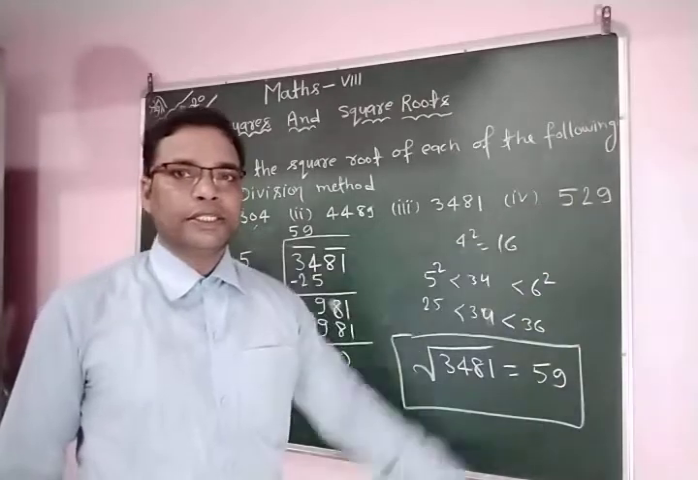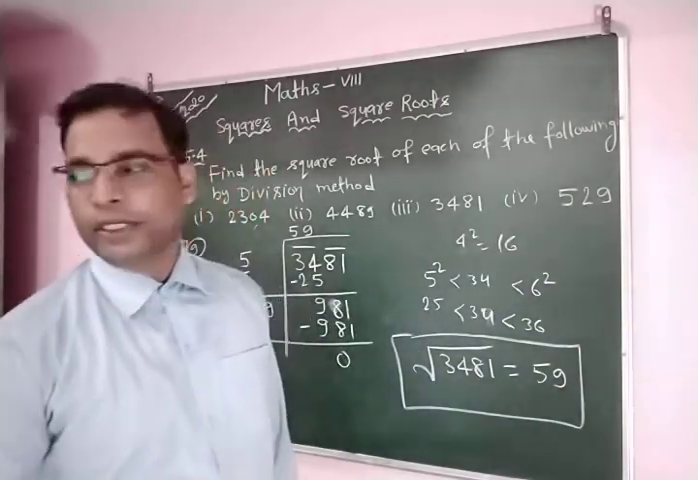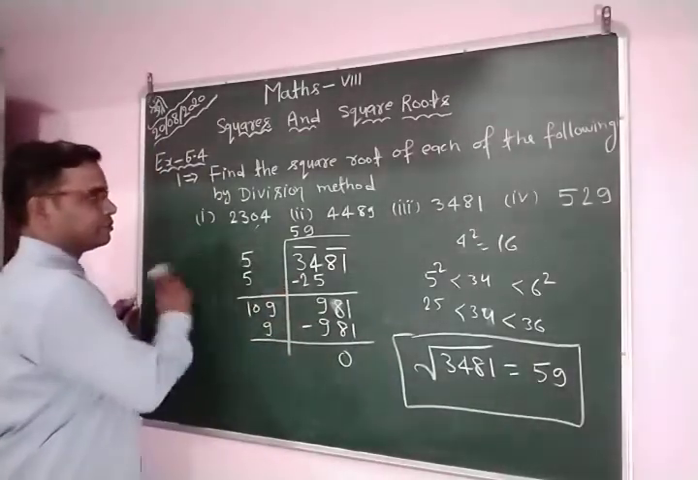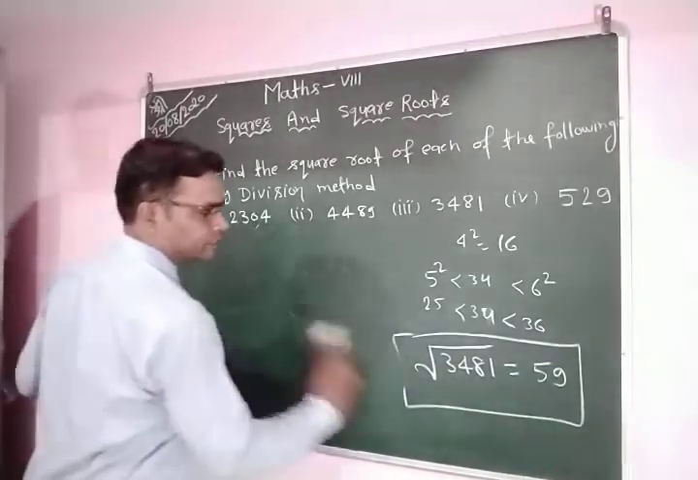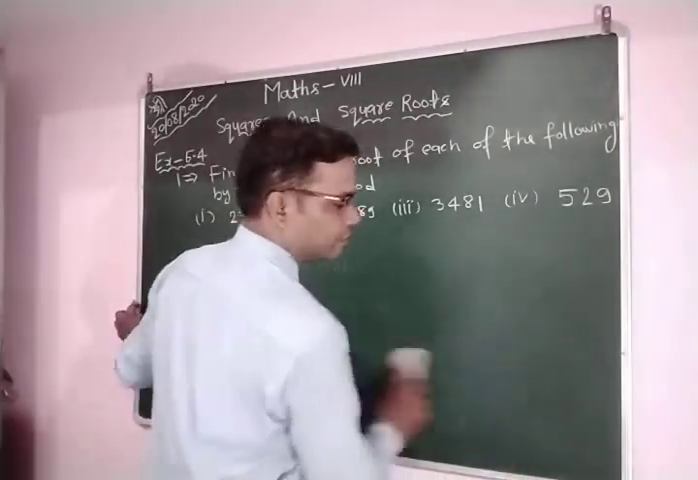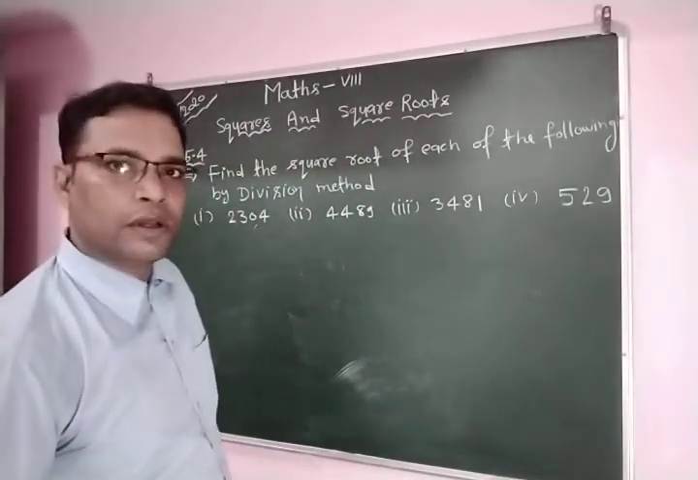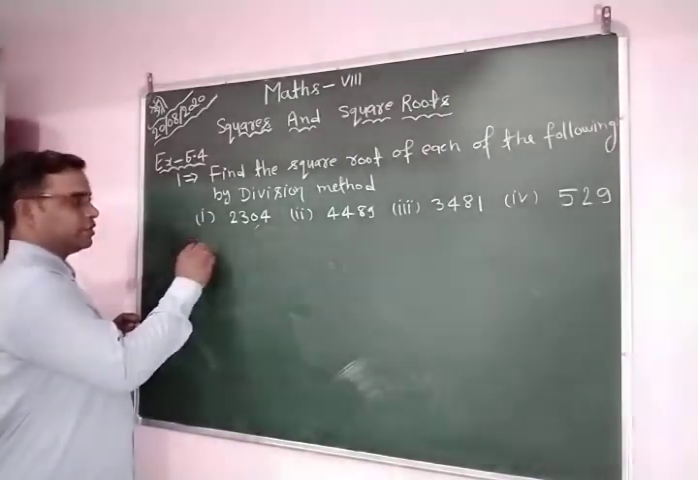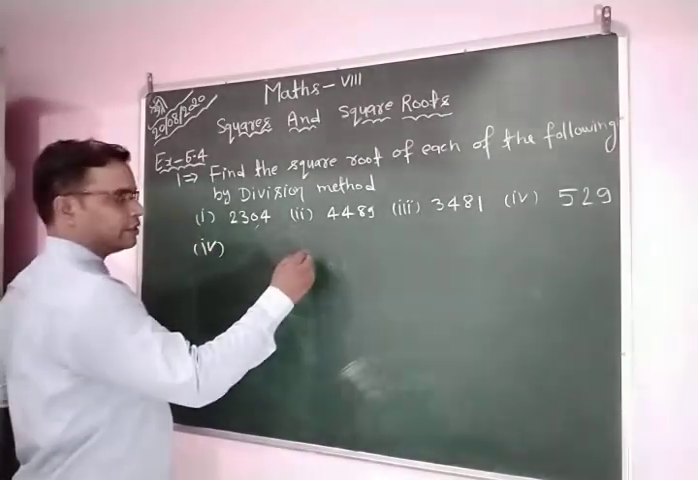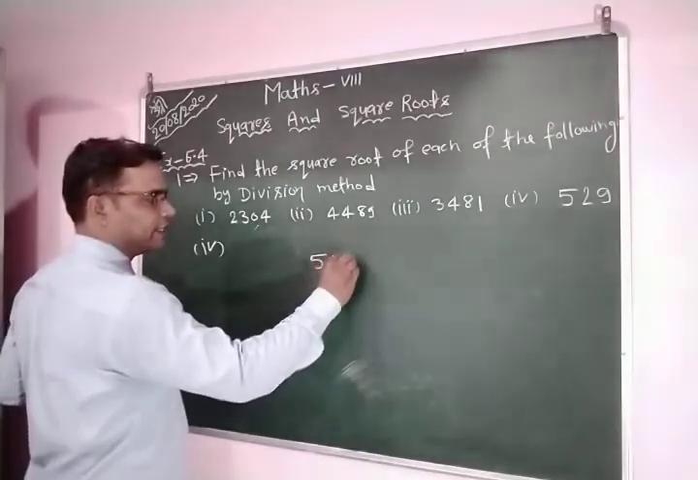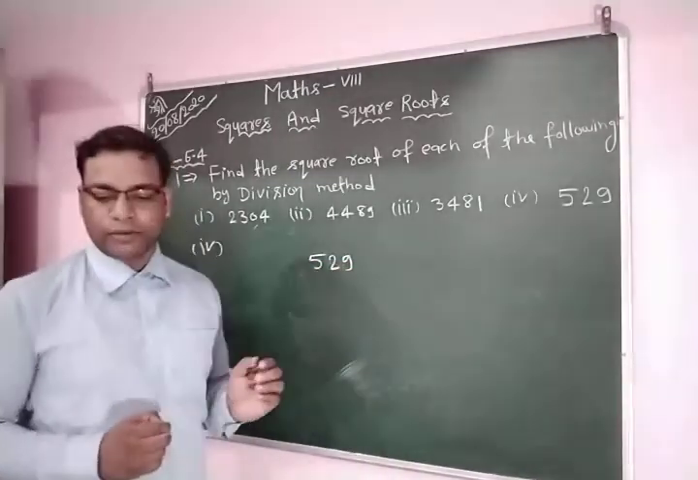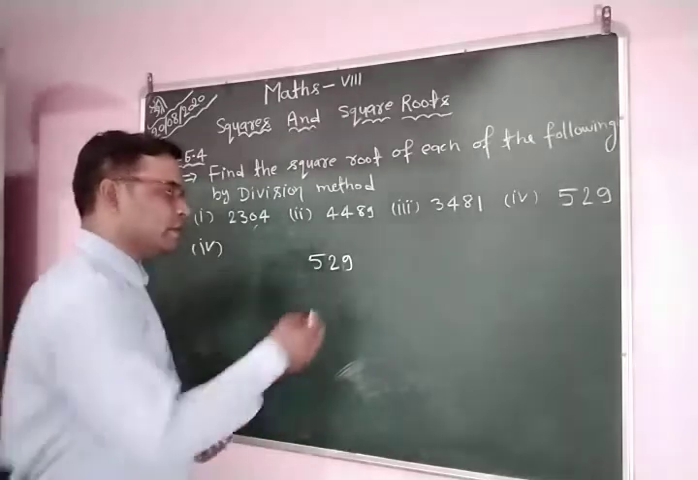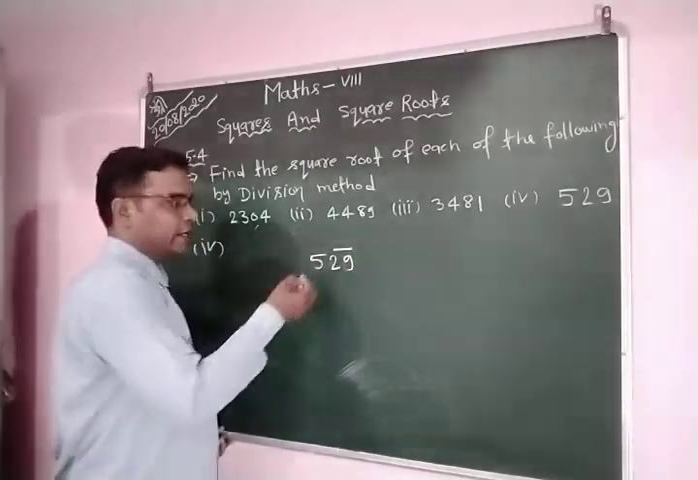Next part is the fourth part. This is equal to 529. So let's see how to solve it. You can see here, this is the fourth part, and this is 529. Put a bar over the pairs of digits from right to left. So here one bar and another bar.